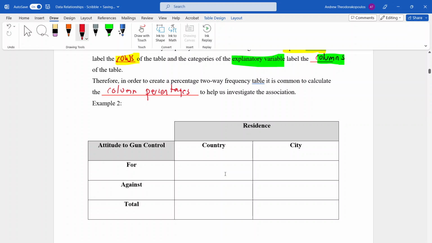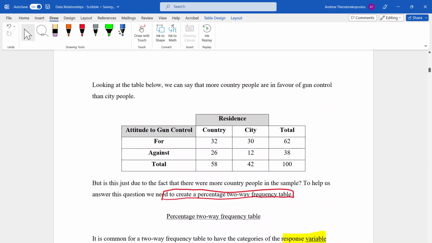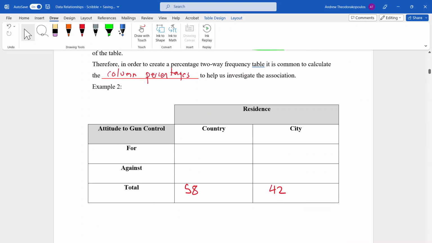So I want to work out, we know that for the country people there was 58 people, and for the city there was 42. So how many of these country people were for gun control? If you go back, you'll see that there was 32 of them. So 32 people out of the 58 were for gun control. So we're going to turn this into a percentage by multiplying it by 100. And that should get you 55.2%.